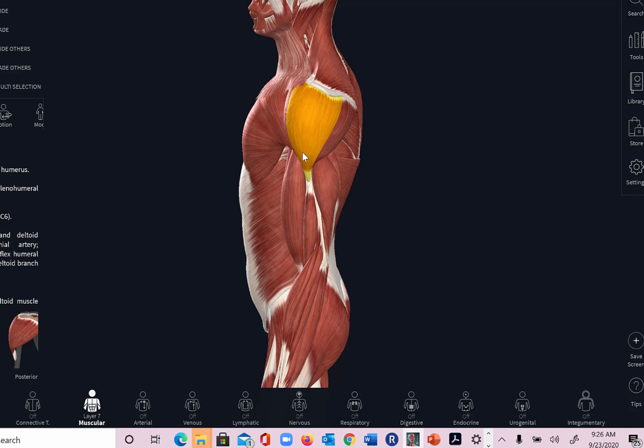And it does have a few actions, but its primary action is to abduct. That means move your arm away from the midline of your body. Abduct, to take away. Abducts the arm. Very useful when you're doing jumping jacks, for example.